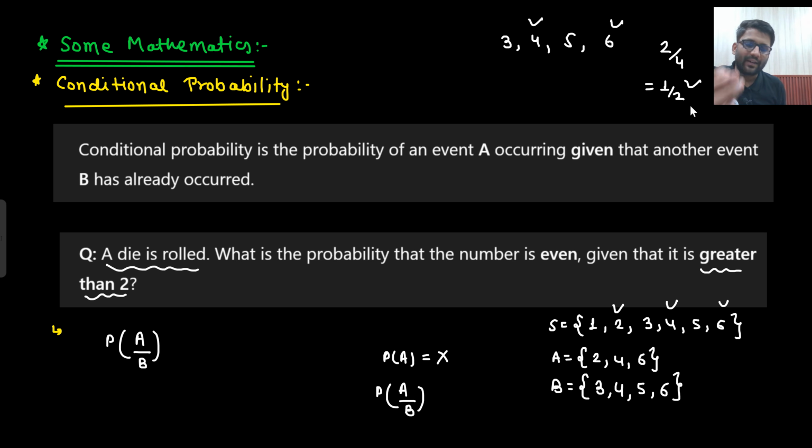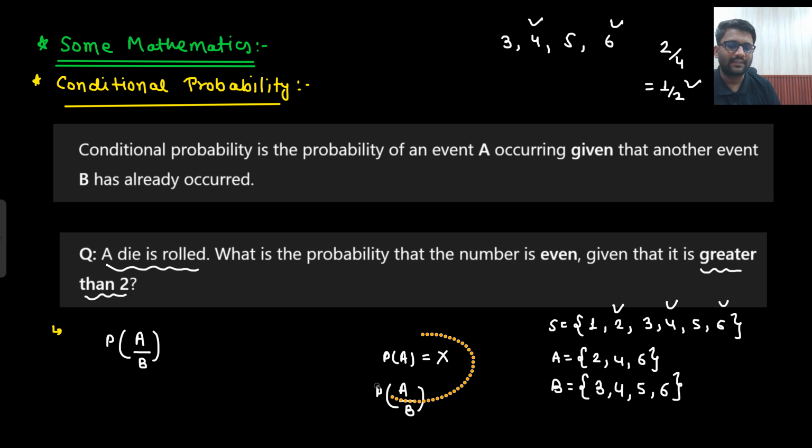What is given? The number is already greater than 2. So what can you get? 3, 4, 5 or 6. Out of these 4, any number you can get. Now they are asking what is the probability that it should be even. So that would be 2 divided by 4. That would be 1 by 2. So this is the concept, this is how 1 by 2 is calculated.